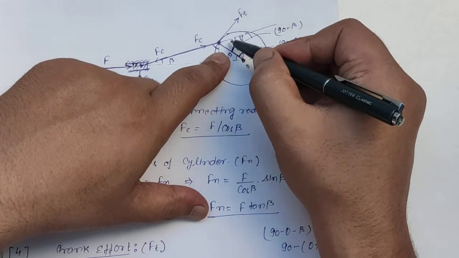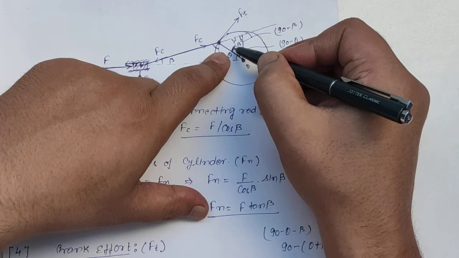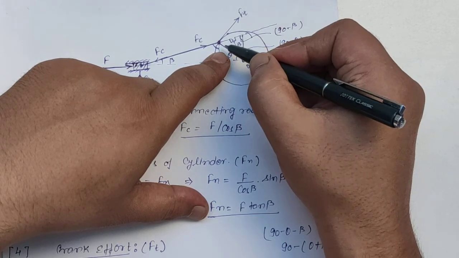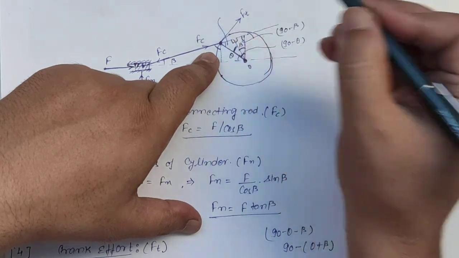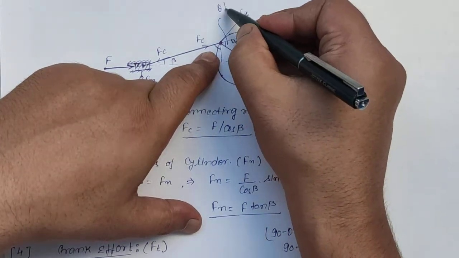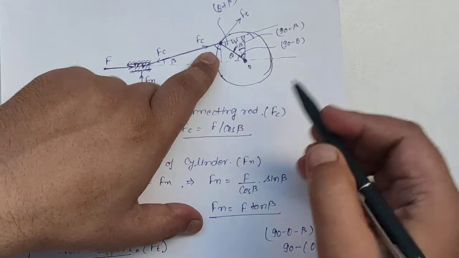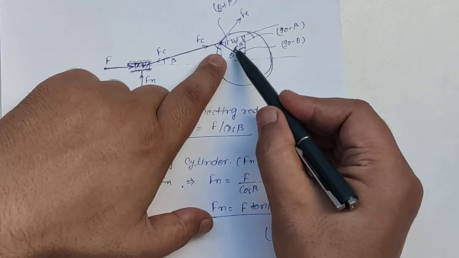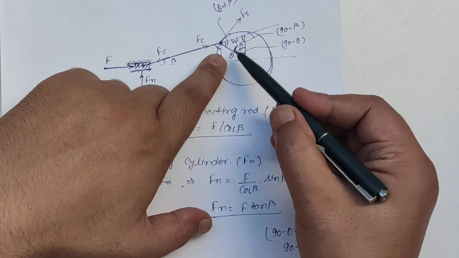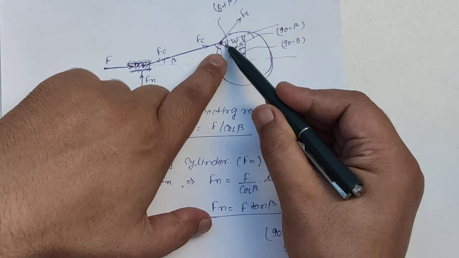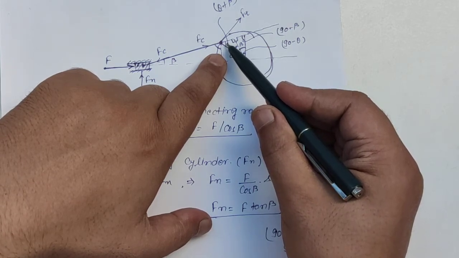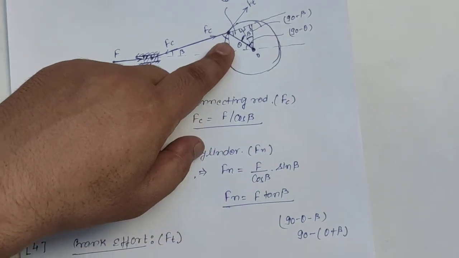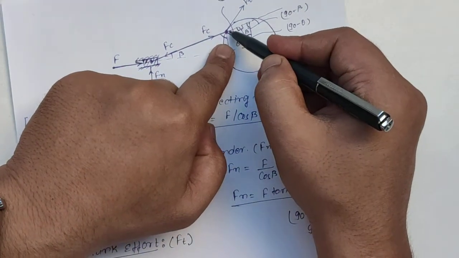Okay. Now this angle is 90 minus (theta plus beta), this angle is 90 degrees, so this angle will be equal to theta plus beta. Okay, now one thing is clear, we have calculated this angle.